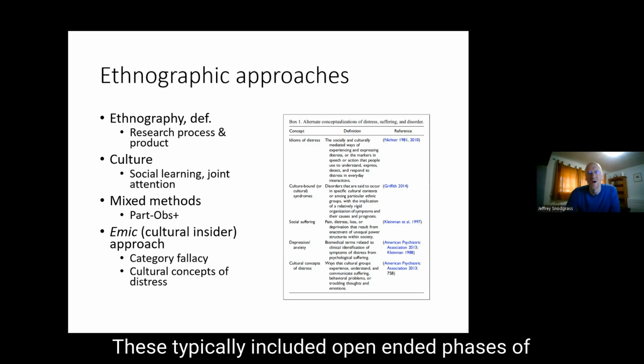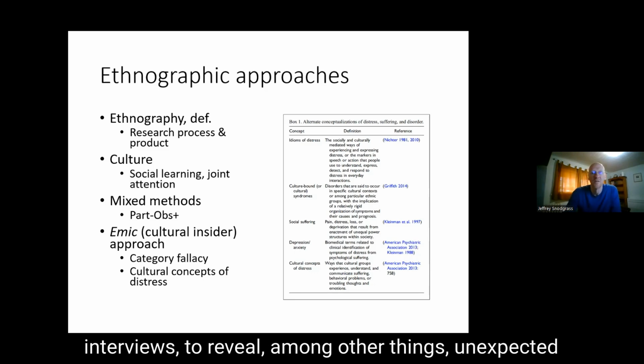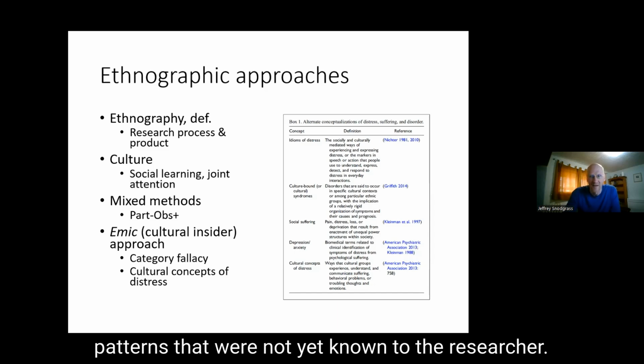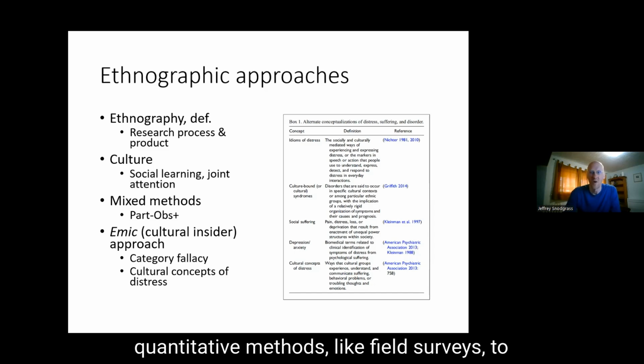These typically included open-ended phases of study relying on participant observation and informal interviews to reveal, among other things, unexpected patterns that were not yet known to the researcher. But they also included structure and even quantitative methods like field surveys to further clarify local thinking and behavior.